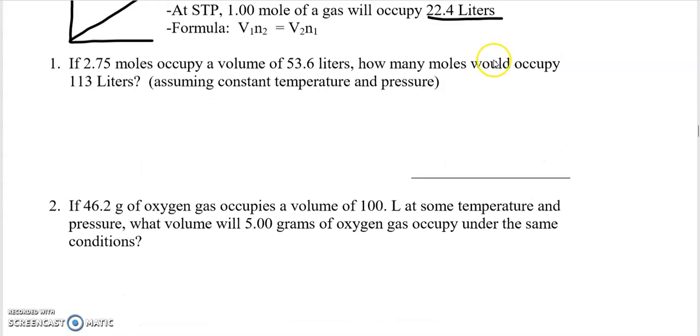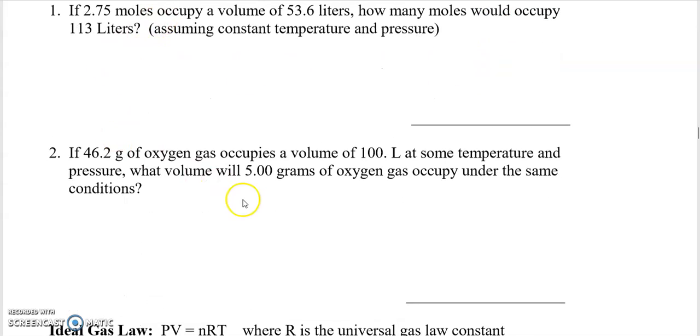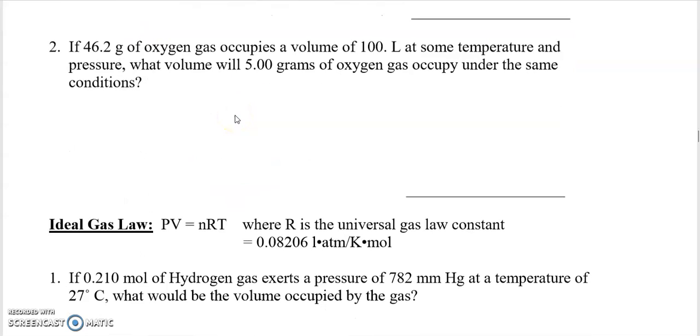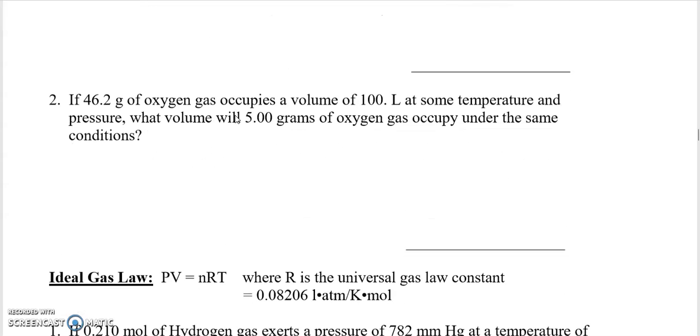Now let's do number 2. So number 1 is almost the same as number 2, but number 2 goes through a different process and is a little bit tougher. So it says that 46.2 grams of oxygen gas occupies a volume of 100 liters at some temperature and pressure. What volume will 5 grams of oxygen gas occupy under the same conditions?